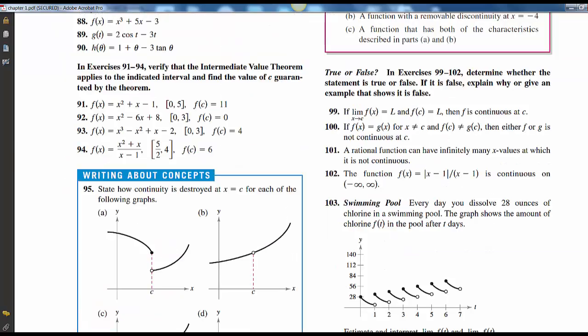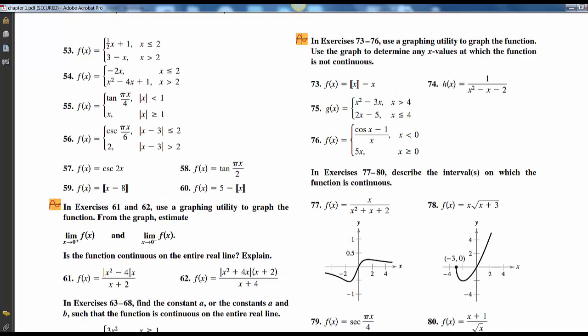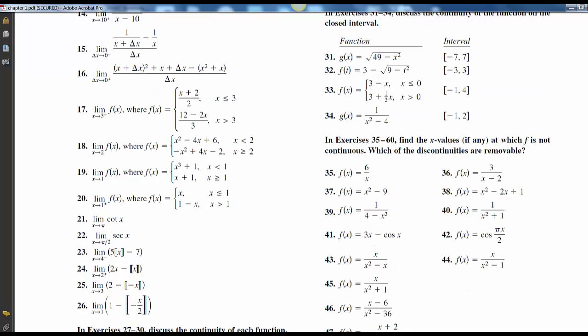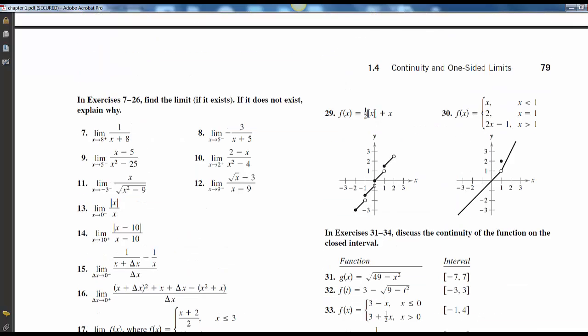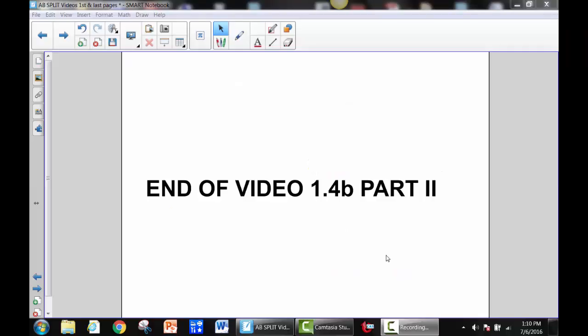As far as the absolute values go, I think they don't have very many with the absolute values, to tell you the truth. Here, there's one here, and there's one here. They don't have very many examples with it. And that's the end of video 1.4b, part 2.